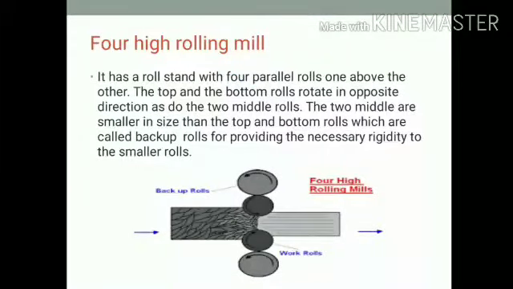Next is the 4 high rolling mill. It has a roll stand with 4 parallel rolls, one above the other. The top and the bottom rolls rotate in opposite directions, as do the two middle rolls. The two middle rolls are smaller in size than the top and bottom rolls, which are called backup rolls, for providing the necessary rigidity to the smaller rolls. This is a diagram of a 4 high rolling mill. It has 4 rolls.